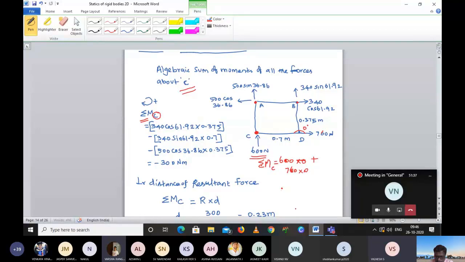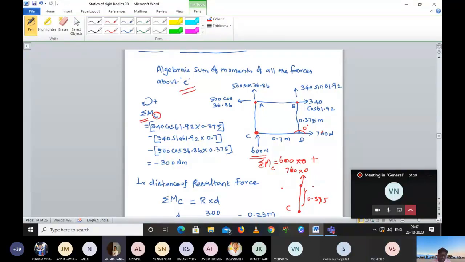This is the force acting here. The same force is acting like this. Will it have 90-degree inclination? No, sir. What about the force into moment? Force multiplied with perpendicular distance.